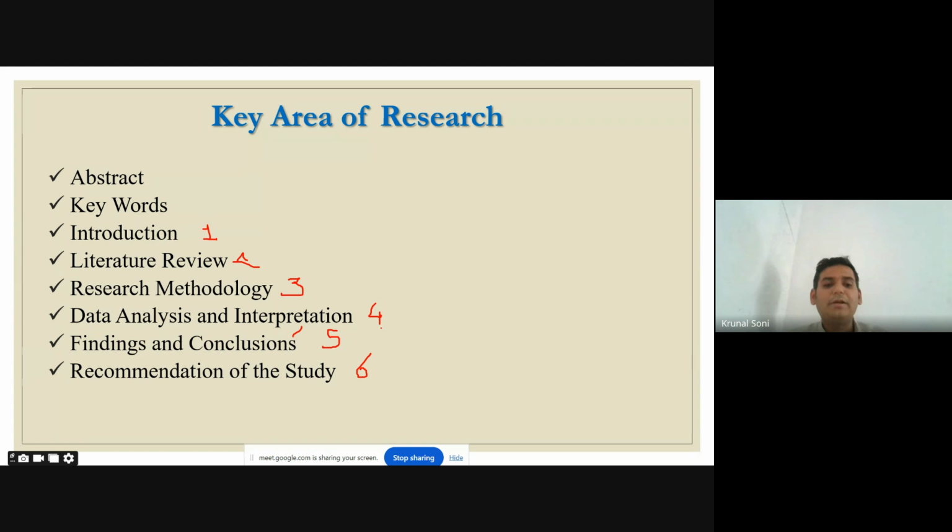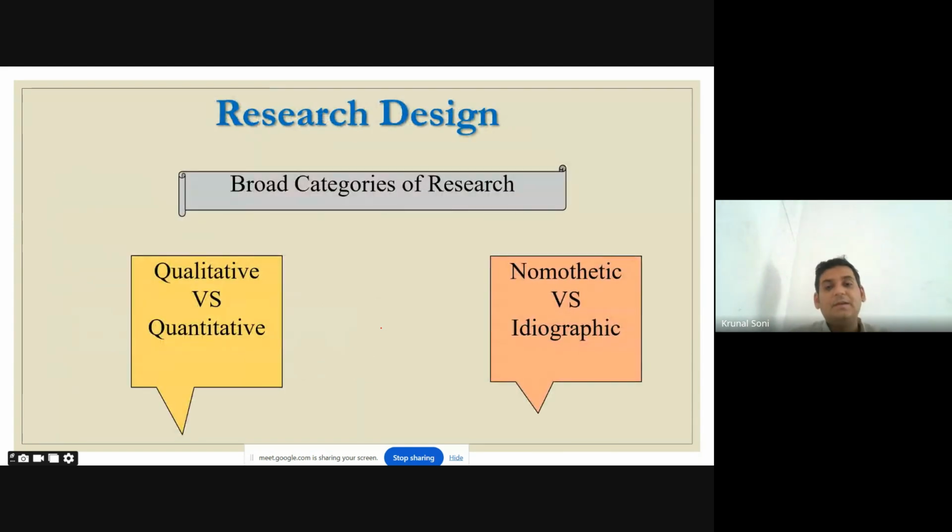So that is called recommendations of the study. Based on that, research design can be classified into these broad categories: qualitative and quantitative, and nomothetic and idiographic. Basically, nomothetic and idiographic is not much important as far as social science research is concerned, in terms of commerce and management. We are concerned about the qualitative and quantitative.